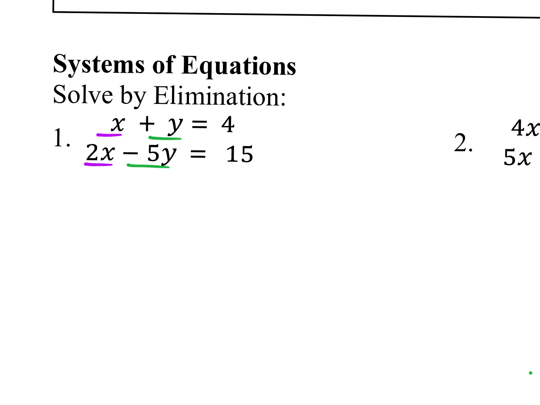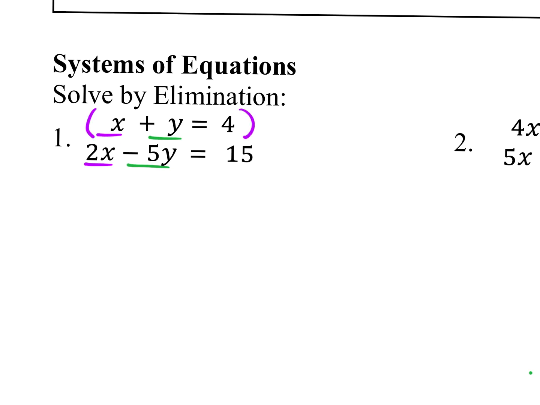How could I make either my x's or my y's opposites right now? By what? You can multiply the top by, I would do negative 2 to make them opposites, or positive 5. Okay, what do you want to do? Negative 2 or positive 5? 5? Okay. So here's how we set this up then.